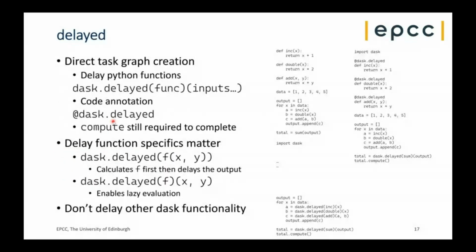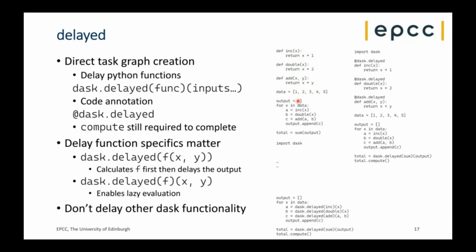Okay, as I also mentioned, you can do direct task graph computation using Dask, where effectively you take functions you've written yourself and turn them into a graph that can run in parallel. Here's an example, and as with a lot of this stuff in these slides, it's stolen directly from the Dask website. There's a function to increment a number, a function to double a number, and a function to add two numbers together.